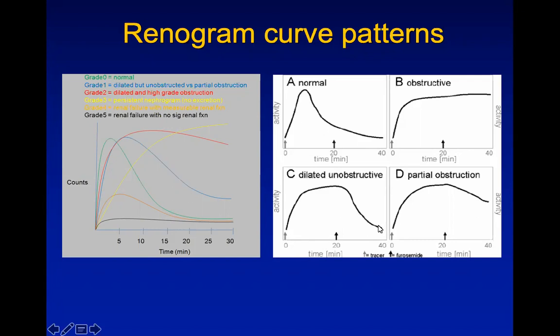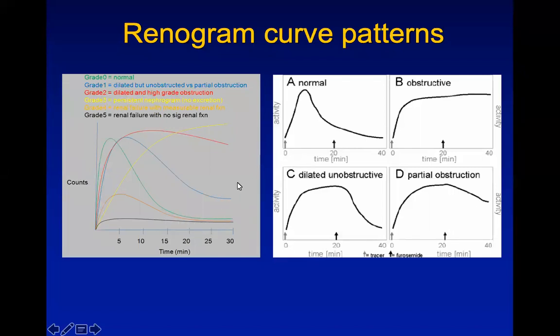A partial obstruction will not come down all the way. It would be hanging around somewhere in between. Finally, type 4 and 5: renal failure with measurable renal function, and renal failure with no renal function. What you can see is that the curve is gradually getting flattened. So the worse the function, the lower the curve, and then finally you end up with a flat line.